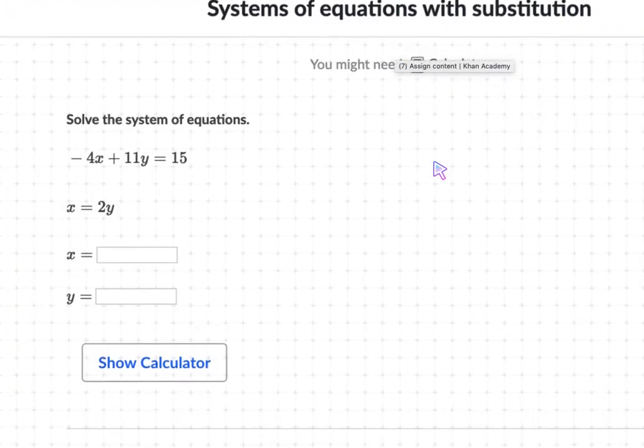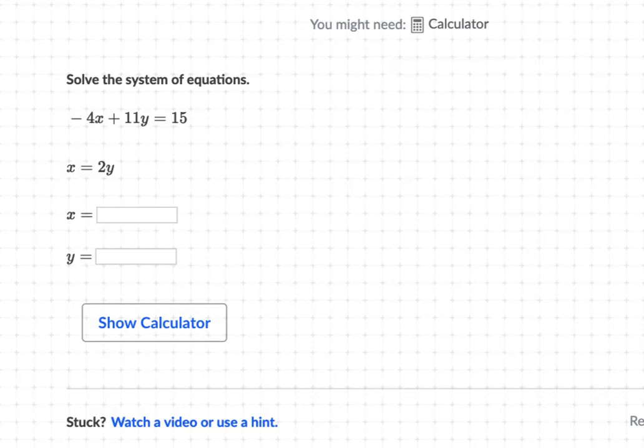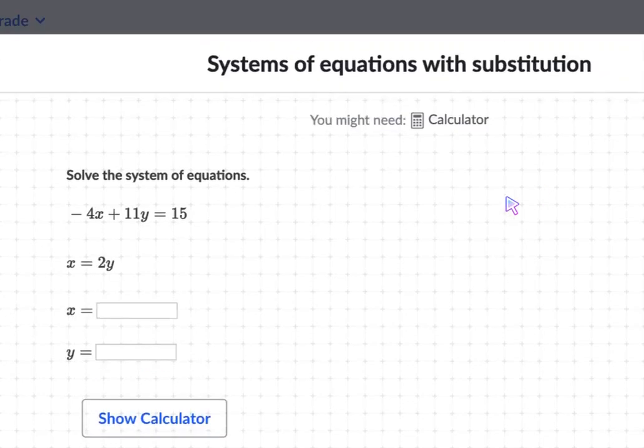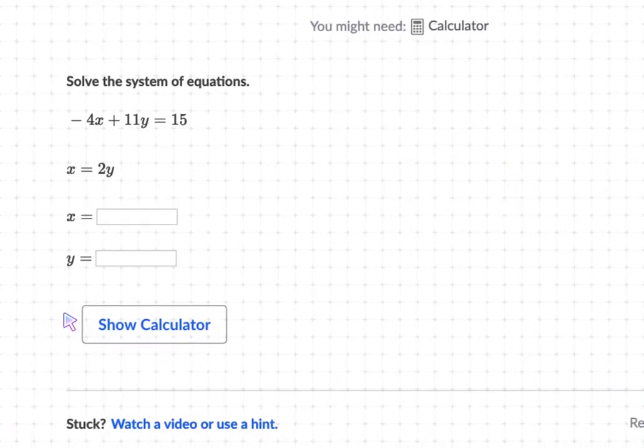Okay, here is an example on Khan Academy. It says to solve the system of equations, and you're going to be using the substitution method since that is the topic here. Go ahead and pause the video, see if you can figure this one out on your own first.